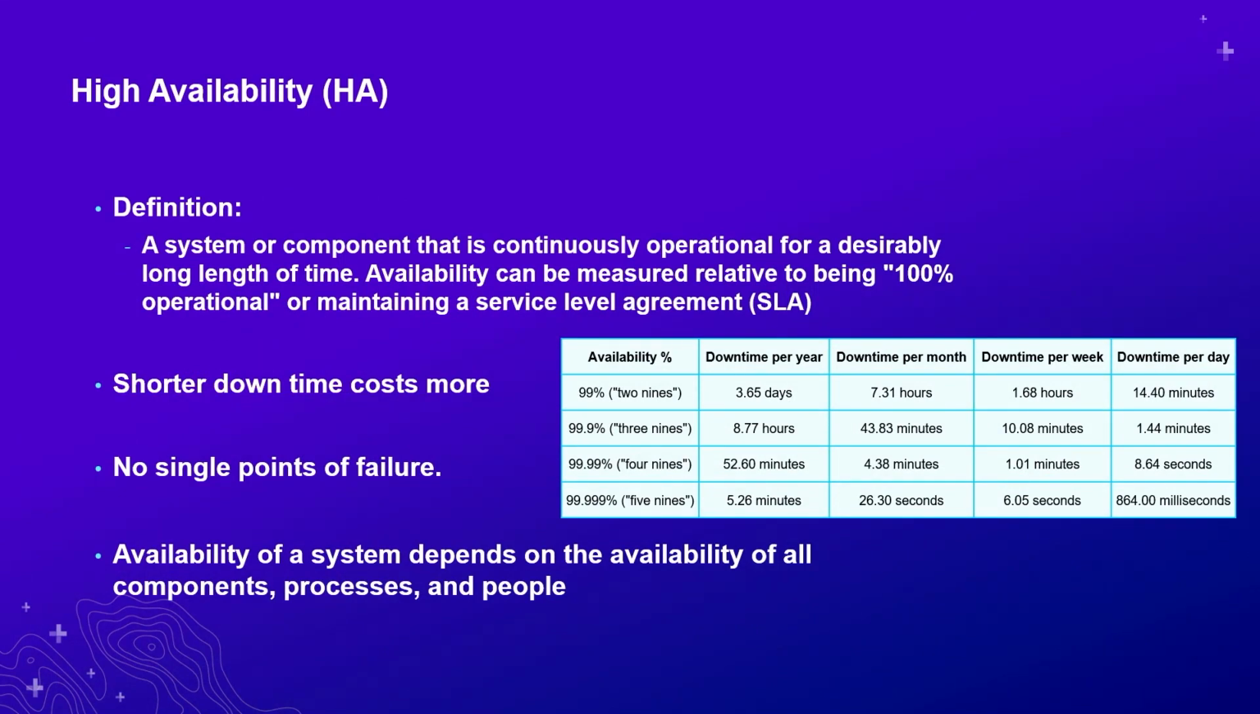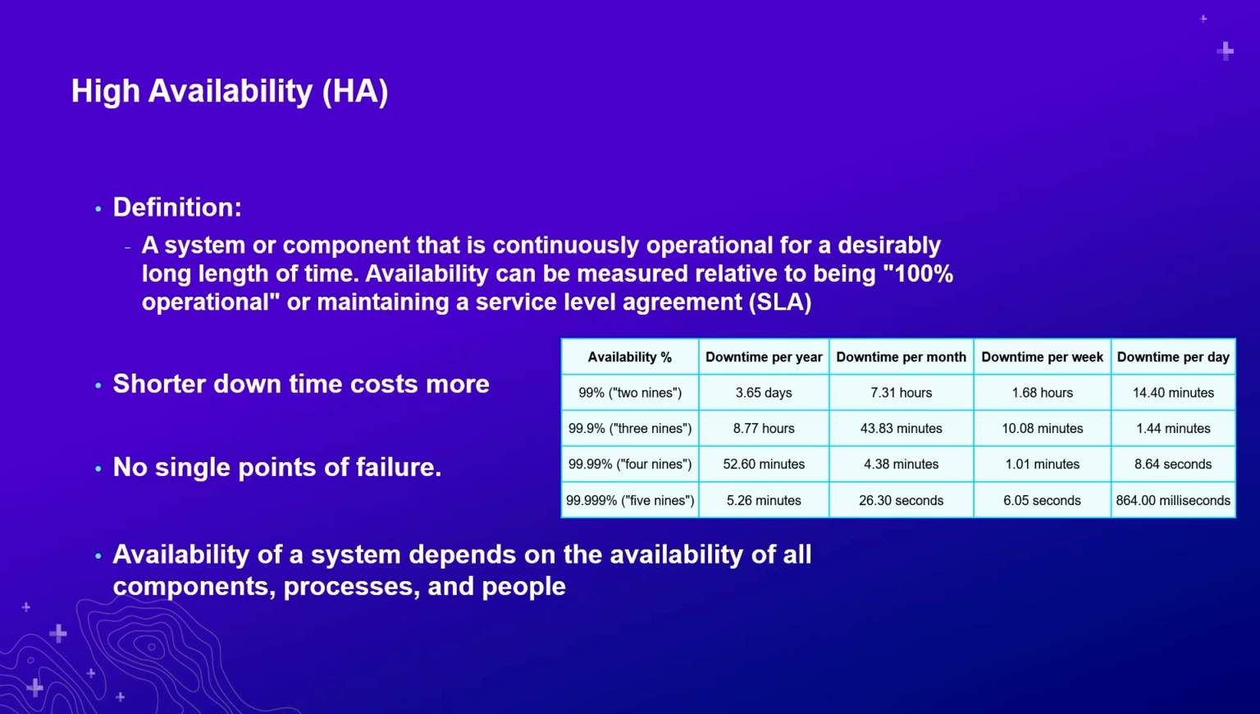So high availability, by definition, is a system or a series of components that can continuously be operational for a desirable length of time. It's often measured relative to 100% operational or maintaining a certain level of service level agreement, or an SLA. And you'll often hear this in reference to how many nines of availability: 99% availability, or 2 nines, 99.9, 3 nines, 99.99, 4 nines, etc.